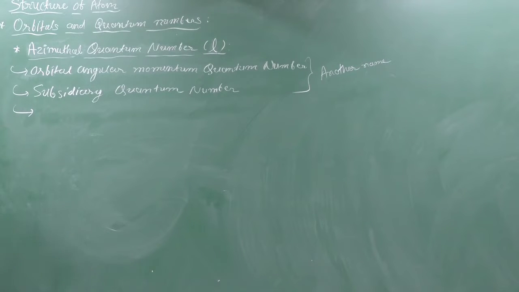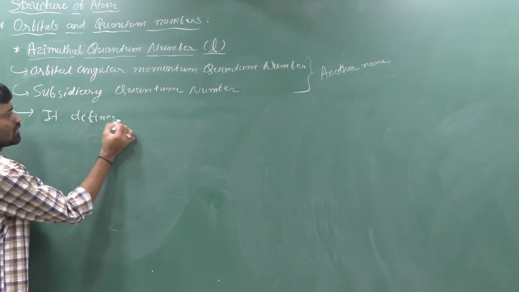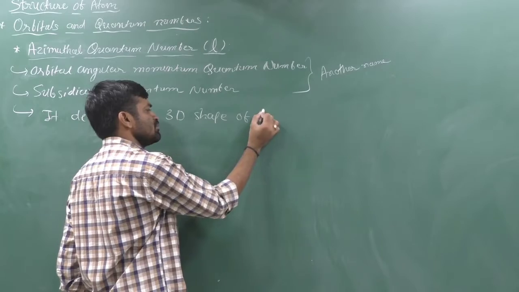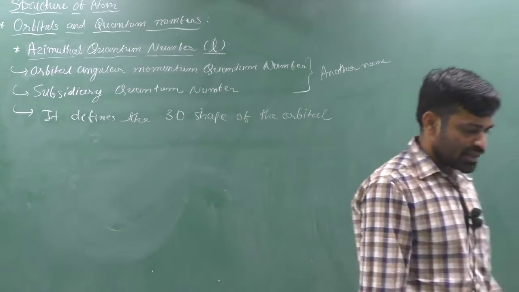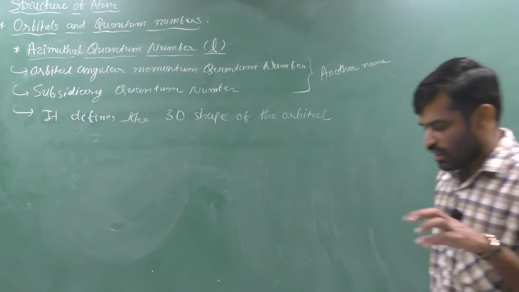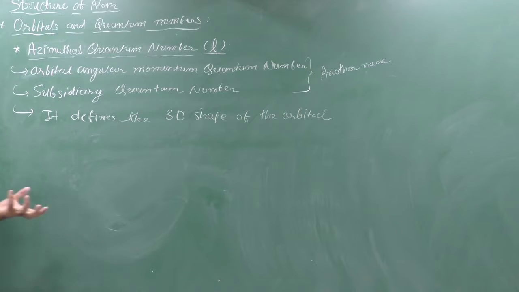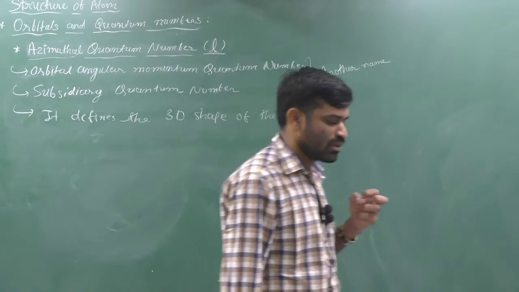which type of information can we get from the azimuthal quantum number L? You can say that it defines the three-dimensional shape of the orbital. It defines the 3D shape of the orbital. It means whether it is circular, a dumbbell, or a double dumbbell. What type of shape any orbital has in 3D arrangement is given by the azimuthal quantum number L.